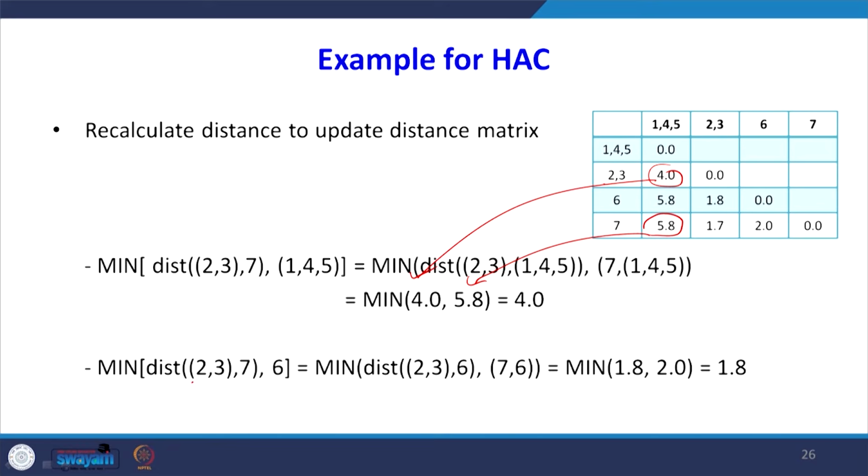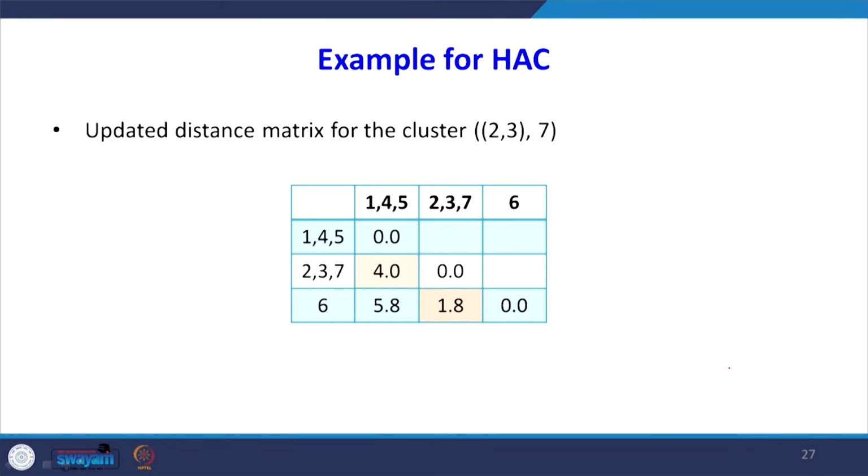Now, this newly formed cluster versus 6. So here one point is 2, 3 versus 6 and 7 versus 6. 2, 3 versus 6, what is the distance? This is 1.8. So that distance came here. Between 7 and 6 the distance is 2. So that distance has come here. Now, the minimum is 1.8. We cannot go to the next one because 7 has already gone into that cluster. Now, again we will update.